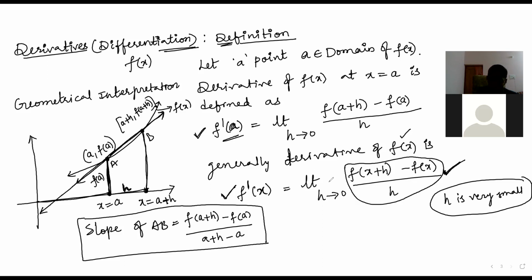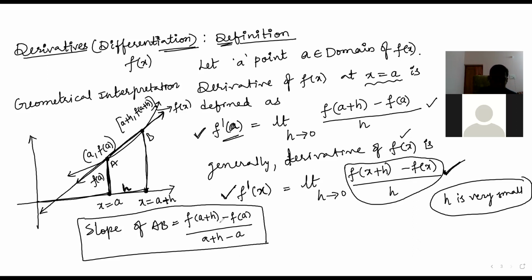You are able to observe this: limit h tends to 0, f of x plus h minus f of x by h. These both are the same. What's the difference between these two? Here, in the place of x, we put a, because at x equal to a. Here x only we put. This is general. General means what? X value you can put anything, at 2, 3, 4, 5, anywhere. At x equal to a, it's a only.